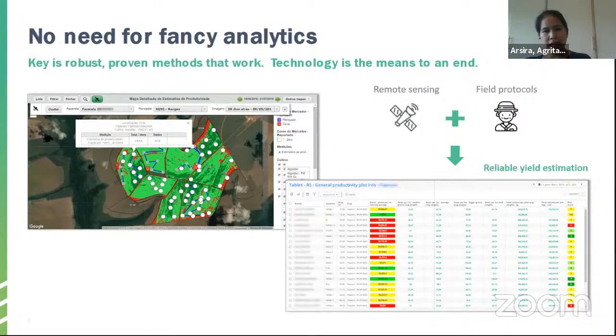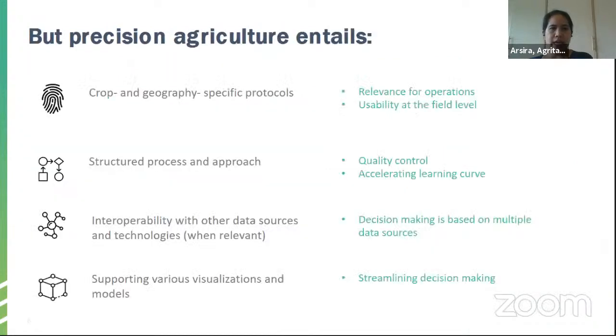And at the end of the day, a lot of our clients actually have their own protocols for yield estimation. Not because they're special, but because agriculture at the end of the day is a very localized thing. We believe that there's no one size that fits all for agriculture. So for each crop, we have specific protocols, and even the same neighbors growing the same crops might also have very different ways of working. And again, because technology is the means to an end, we need to fit that into specific workflow and local understanding. However, what precision agriculture requires or entails are crop and geography specific protocols that I mentioned previously.